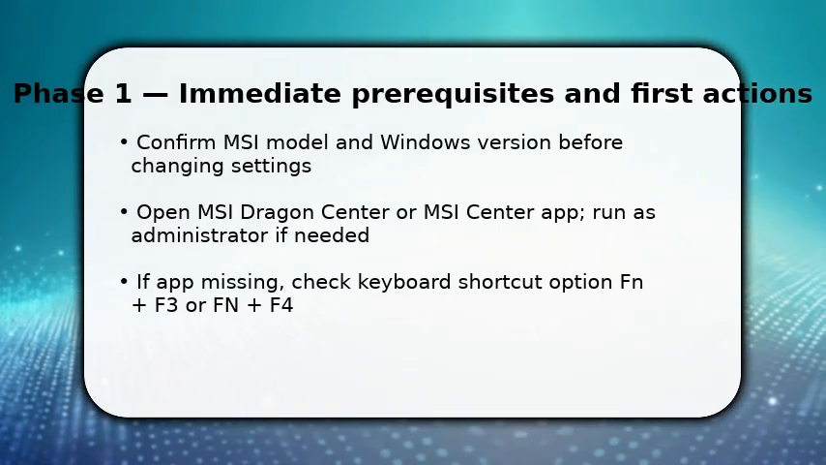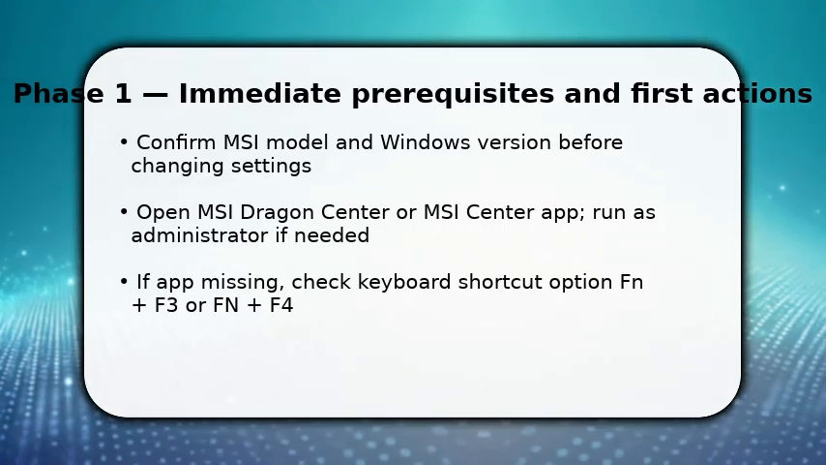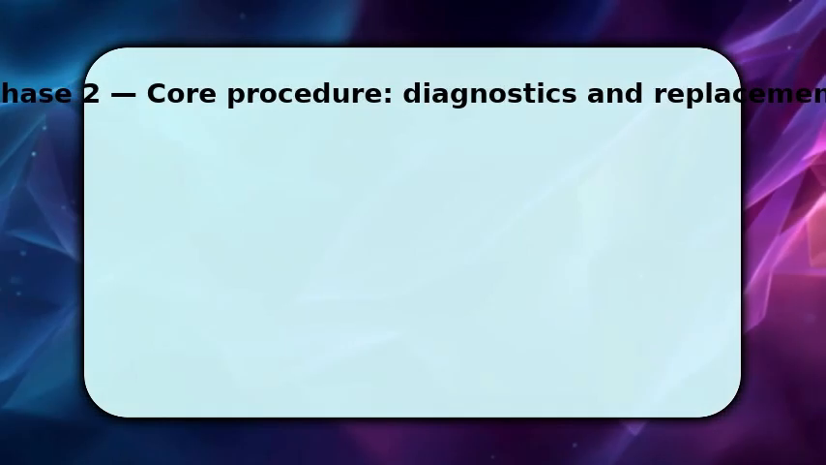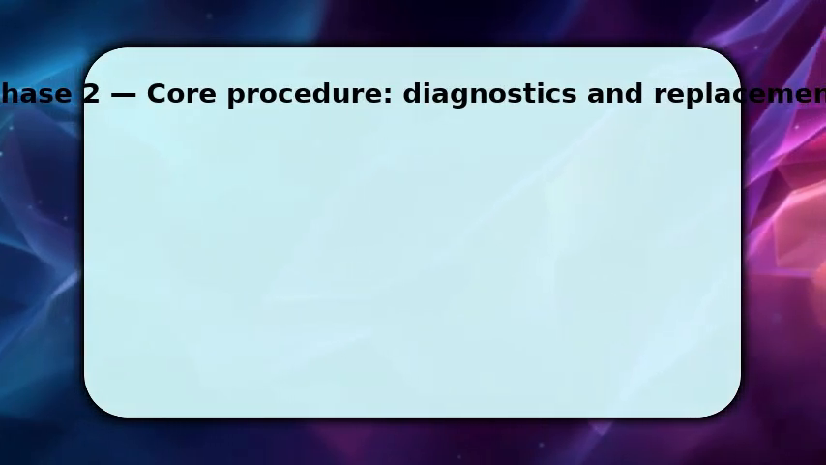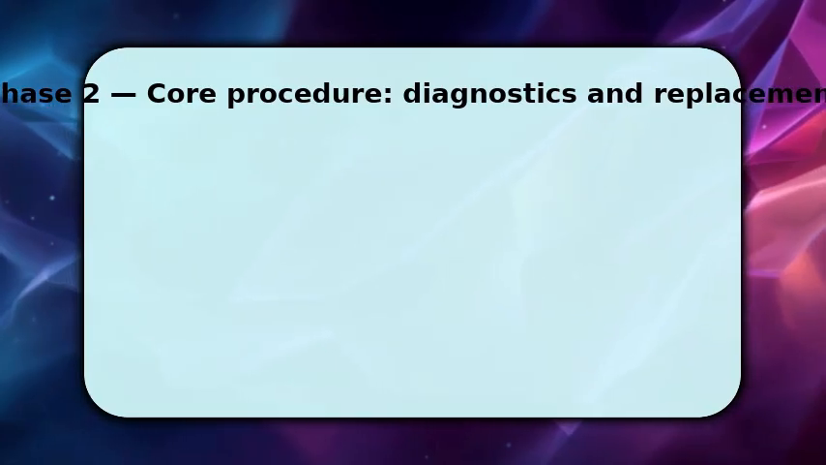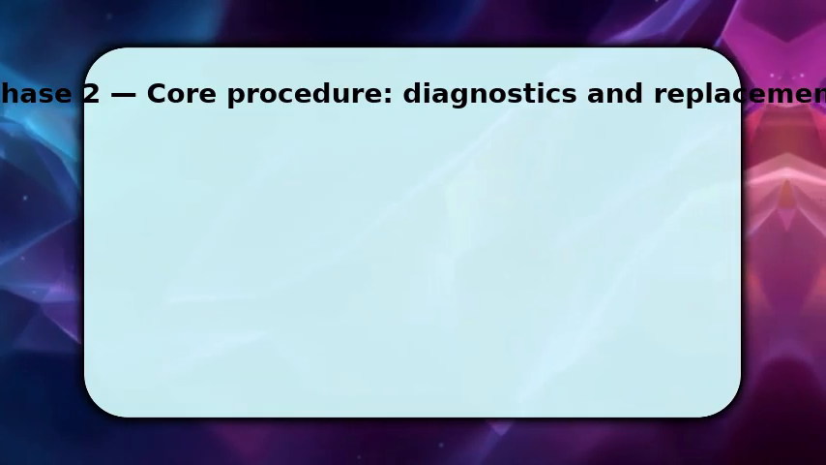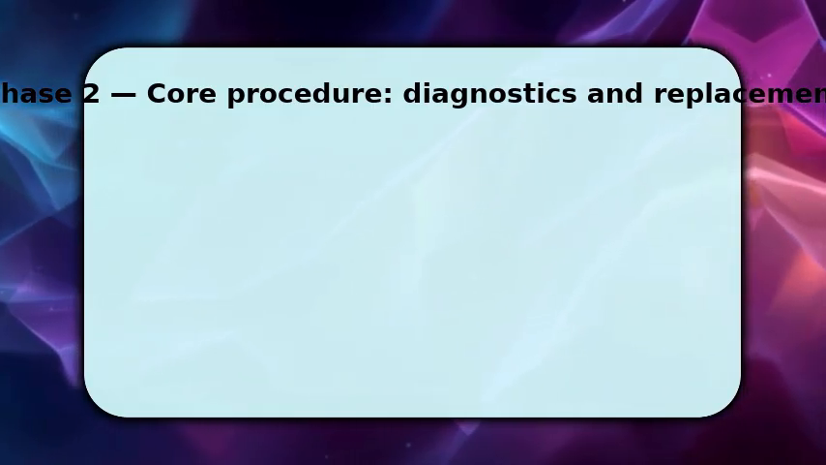If you don't see the app, try the keyboard shortcut first. Hold FN and press the lighting key like F3, or once inside Mystic Light or the keyboard lighting tab, make sure to choose the keyboard device specifically. MSI separates chassis, logo, and keyboard zones. You'll see modes like static, breathing, or off.